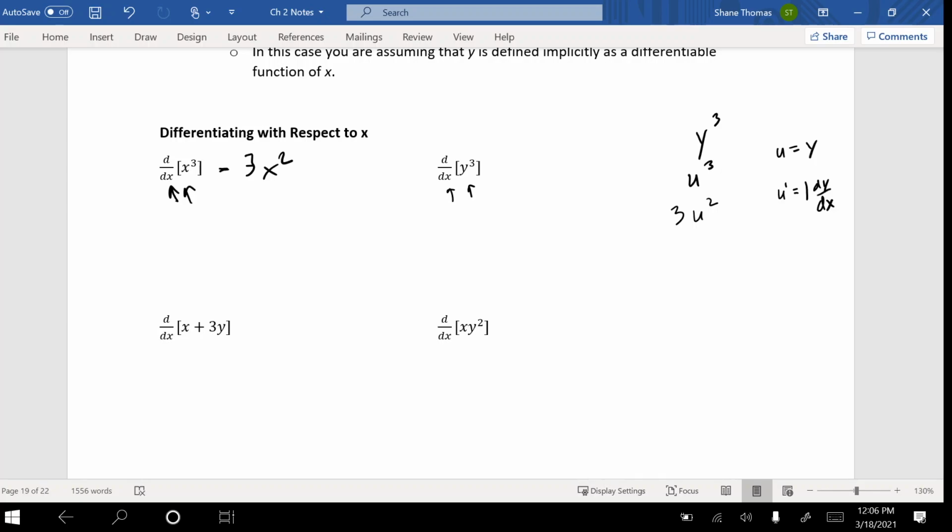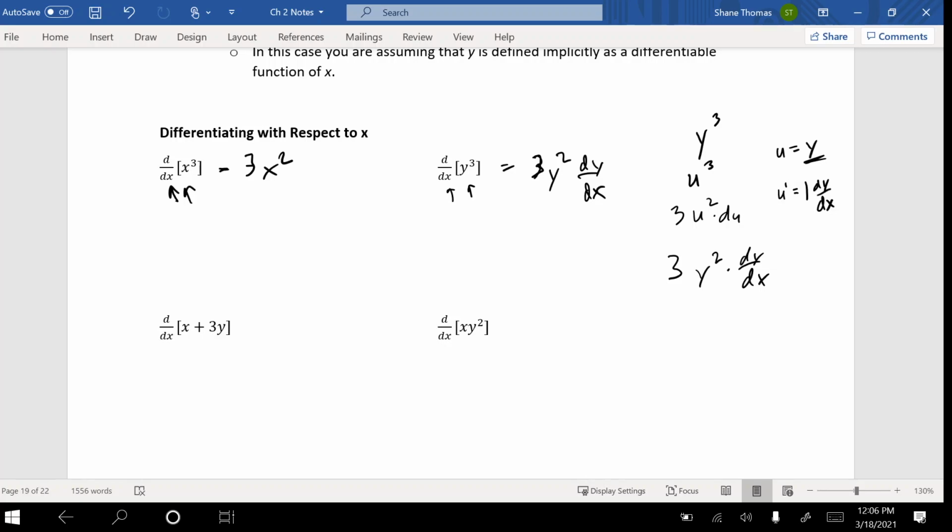All right. So now when I bring it back together, we still have our du over here multiplied by 3y squared, so I had to plug my y back in, times dy dx. And that's what the derivative of y to the third would be, 3y squared dy dx. Okay?